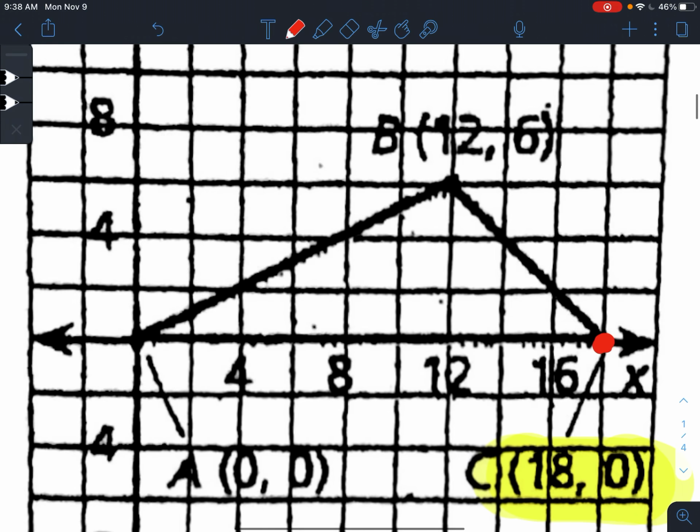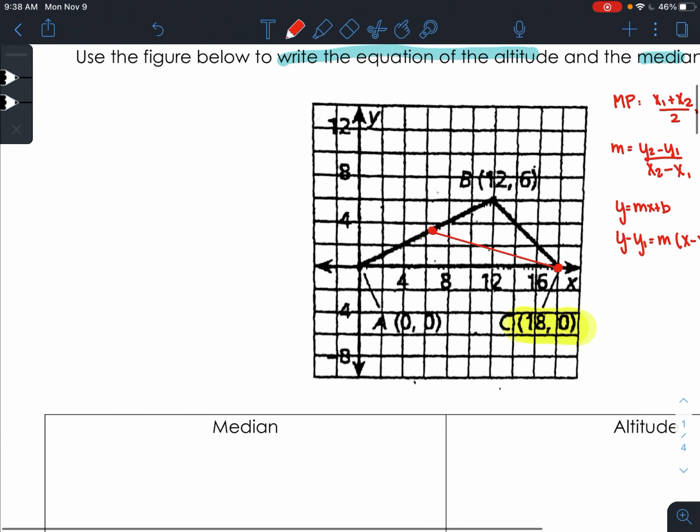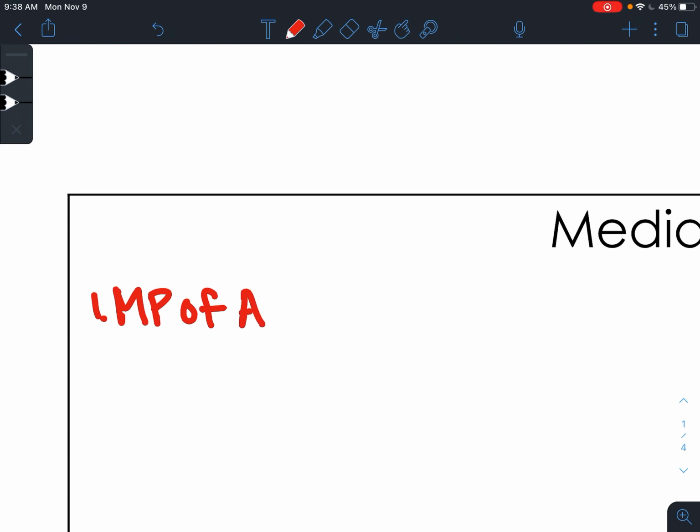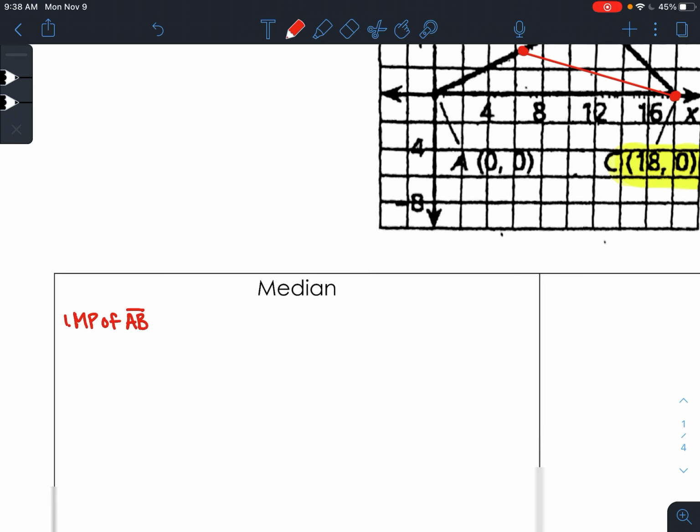If I was just going to sketch this in, I would eyeball the midpoint and then connect them like that. So the first thing I'm going to do when finding the equation of the median is find the midpoint of that segment. Like we've done in the past, I'm going to write out the steps so that you know what to reference back when you're doing this on your own. First, I'm going to find the midpoint of segment AB, and I'm going to write out those points.